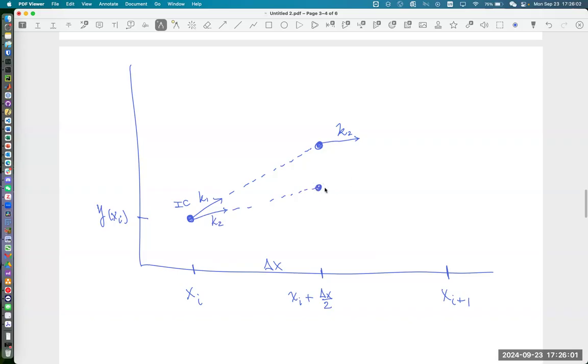Using this k2 slope, we then again do a half step of forward Euler. And then maybe the slope is like this, and record that slope as k3. And then with that k3, again, we go back to the beginning. And then we do a full step of forward Euler. We go to here. And then we record the slope again. So maybe the slope is like this, k4.